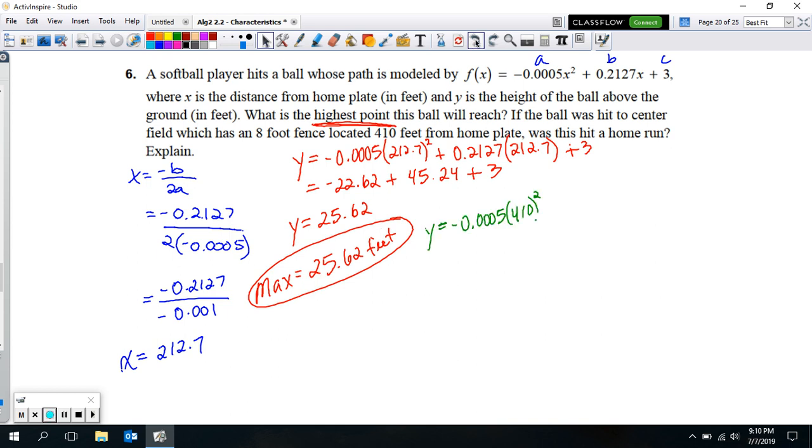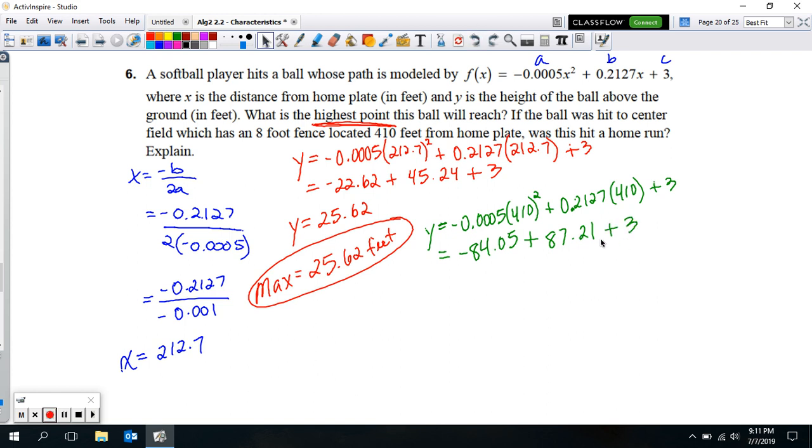So we're going to plug in 410 now. So our A number times 410 squared. And then the B number times 410 plus the 3. And then again, the calculator, all of this, 410 squared first, so multiply 410 times itself, then times this decimal in front. That gives us a negative 84.5. Then you multiply this decimal times 410, that gives you positive 87.21, and then the plus 3.